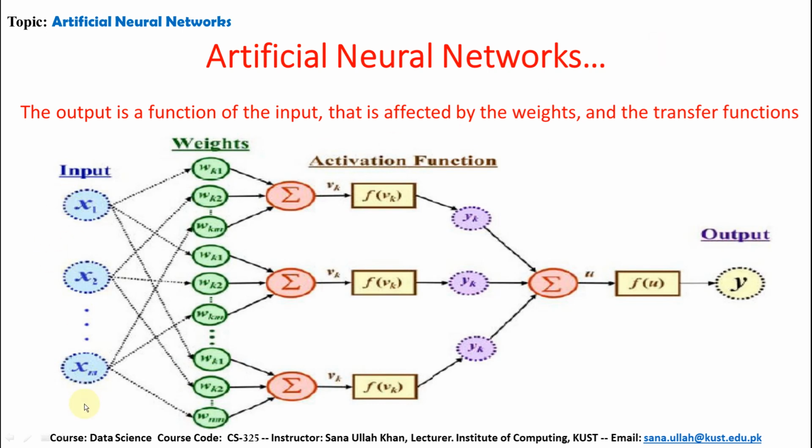Let's suppose these are the inputs, connected with different weights, which are combined and summed. After the sum, an activation function is used and some output is created. The same is the case for x2: sum and then activation, and the same for xm. After that, these results are combined, and then again a transfer or activation function is used to provide the proper result. So the output is a function of the input that is affected by the weights and transfer functions.